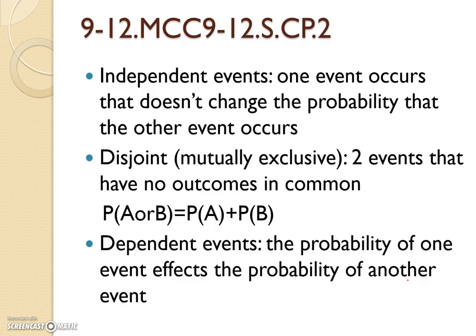On standard number 2, the terminology is independent events, which is one event that occurs that doesn't change the probability that the other event occurs. Disjoint or mutually exclusive events are two events that have no outcomes in common, and it is expressed in P(A or B) equals P(A) plus P(B). Dependent events are when the probability of one event affects the probability of another event.